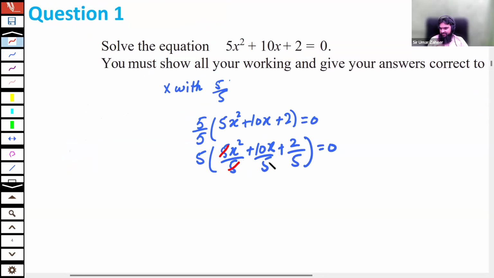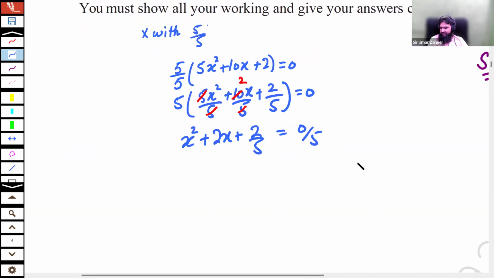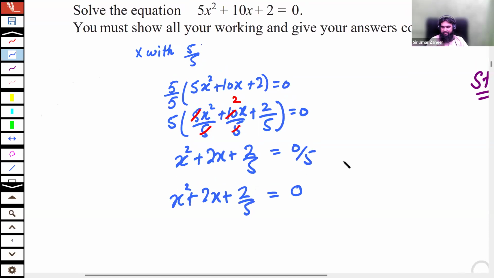Now 5 will be cancelled out, 5 times 2 is 10. So 5 multiplying on the other side will become a division, so it will become 0 divided by 5. Now I get the equation x squared plus 2x plus 2 over 5. At this time 0 divided by 5 will become 0. So it doesn't matter, you can divide by 5 on both sides, it is the same thing.